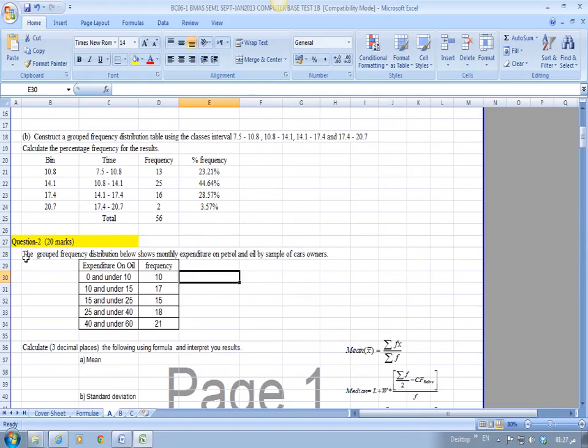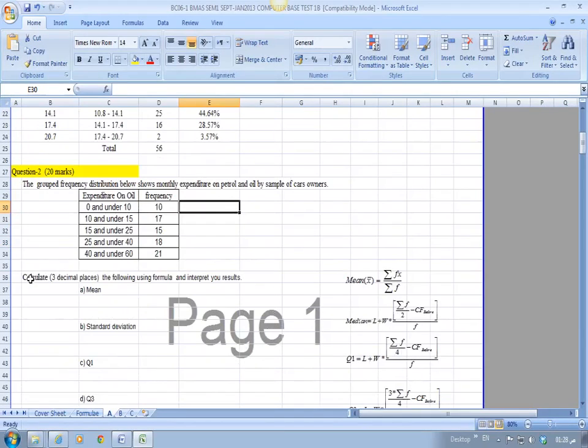The grouped frequency distribution below shows monthly expenditure on petrol and oil by a sample of car owners. So these are the expenditures on oil. 10 people spend between 0 and 10 riyals, and 10 to 15 riyals, and 15 to 25 and so on. The question here is to calculate between 2 brackets to 3 decimal places. It means that we want 3 decimal places.